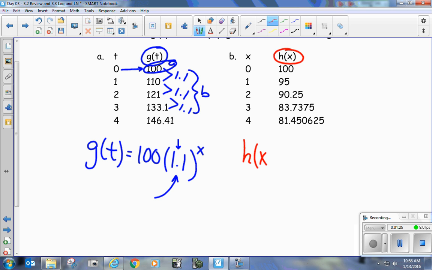So h of x equals, what's my initial value? 100. It's still 100. So whatever's across from the 0, that's my a value. Still 100. Now, this here should be less than 1, because someone said it's decreasing. All right? We put our x here. Anyone know what goes in there or no? I'll get it for you.